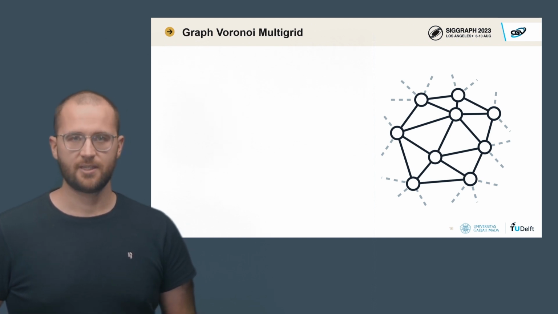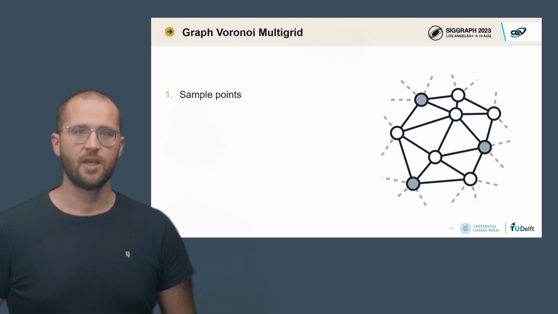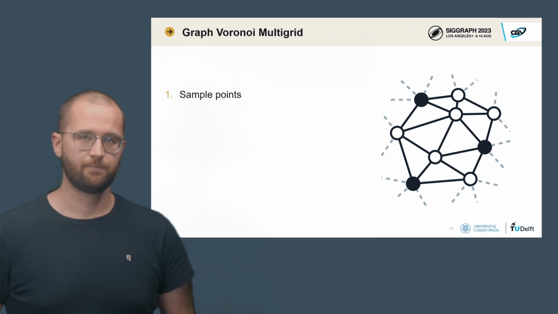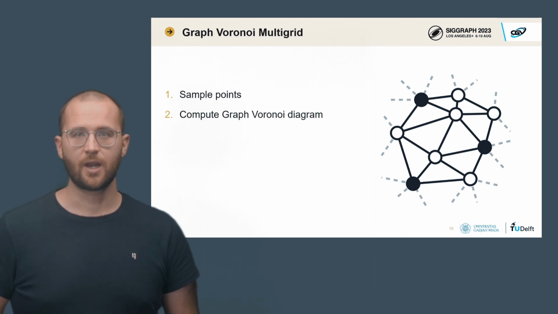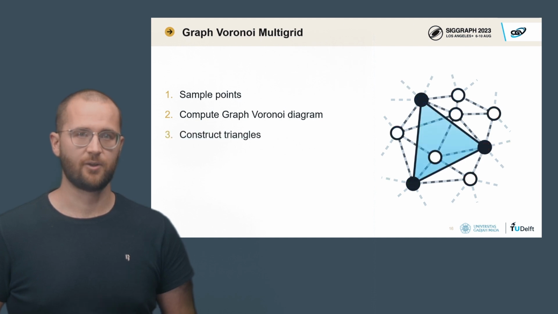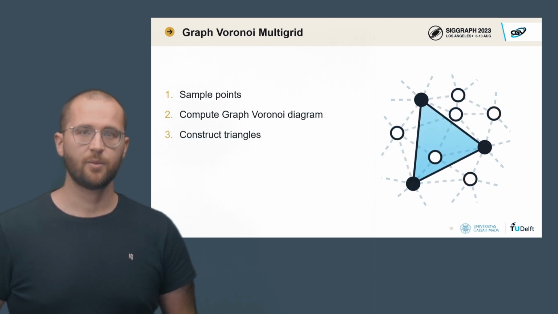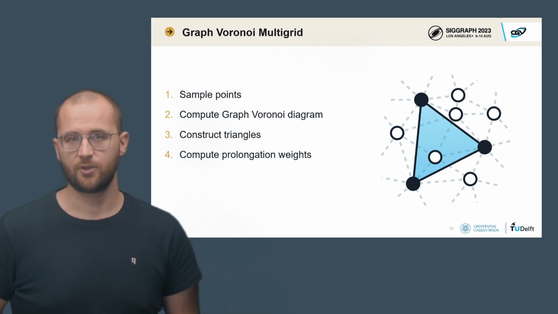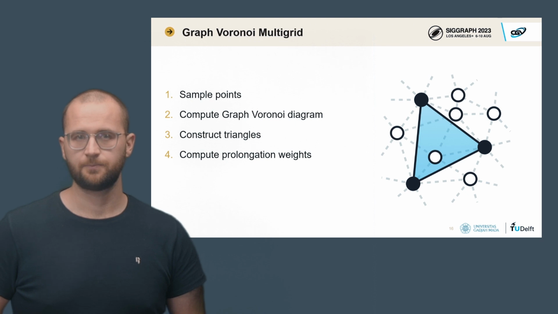Gravo Multigrid consists of the following steps. First, we sample points from the surface using a fast sampling strategy. Next, we compute a graph Voronoi diagram, followed by the construction of triangles based on this diagram. Finally, we compute prolongation weights using barycentric coordinates. Let's look at these steps in more detail.